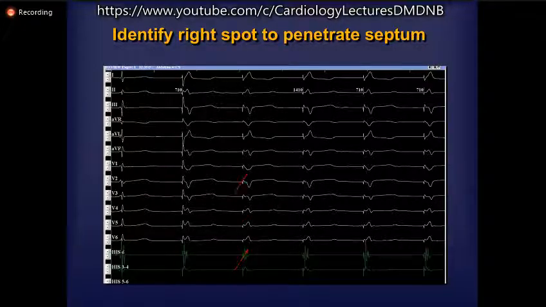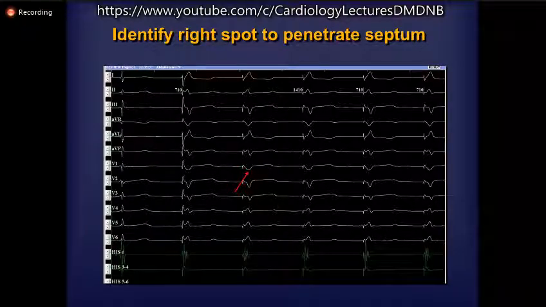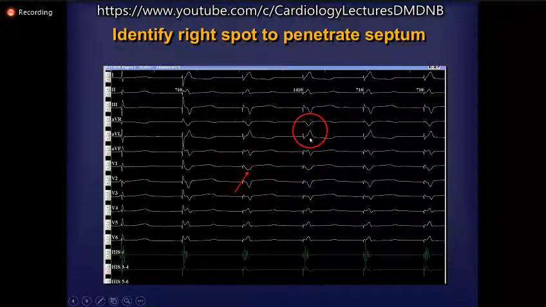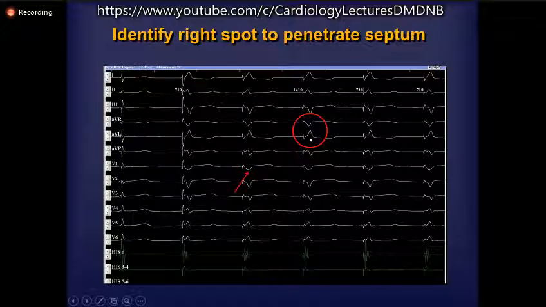For example, one of the things we see is that before we penetrate, we just pace with the lead at the particular point, and we look for certain morphological features. For example, a slight notch in the downstroke of V1. And also we look at something known as AVR, AVL discordance, where these QRSs are facing in the opposite direction.